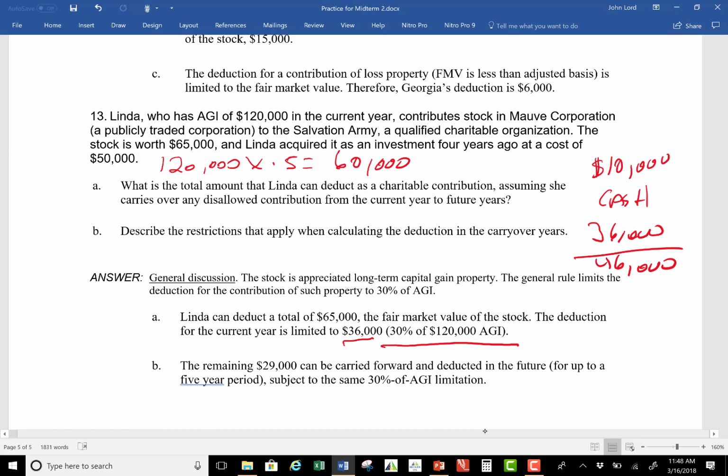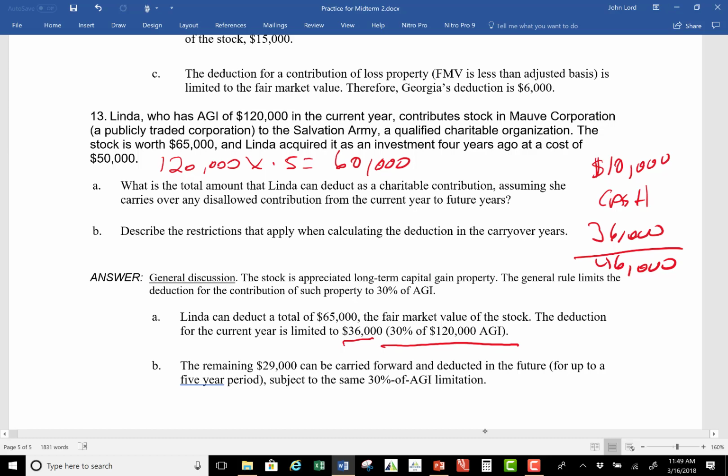She's not exceeding the 50% cap. So the 50% cap is an overall cap, but within the capital gain we are capped at 30% here for a public charity like the Salvation Army. If it was a non-operating, non-public charity, then they squeeze you even tighter, which is 20% of the AGI.